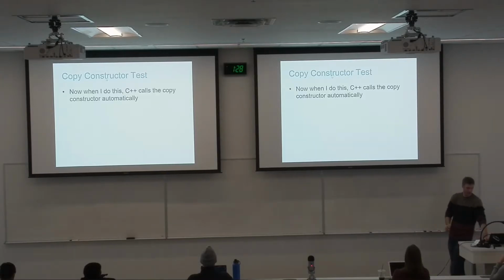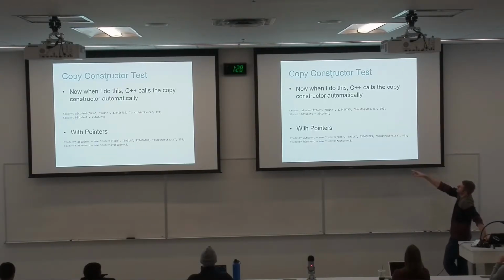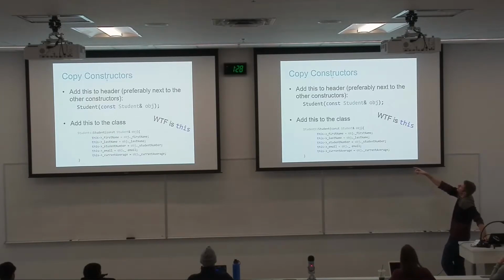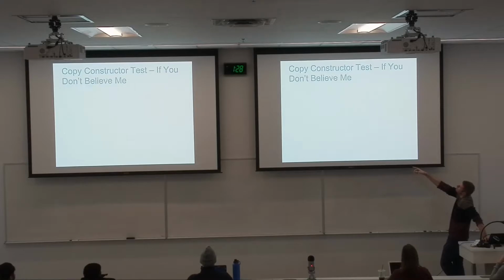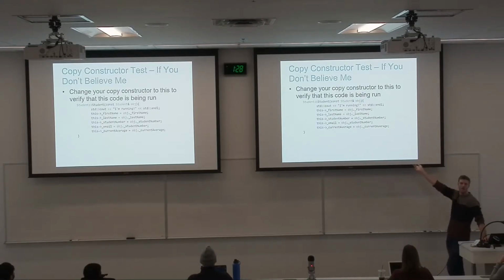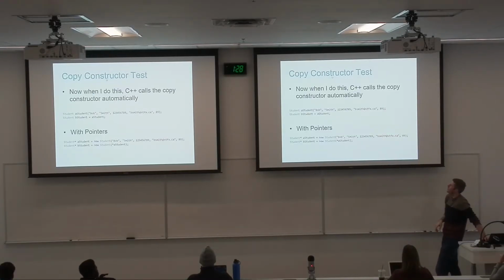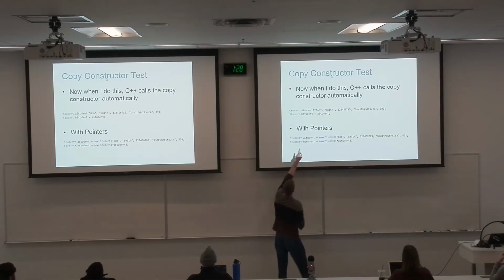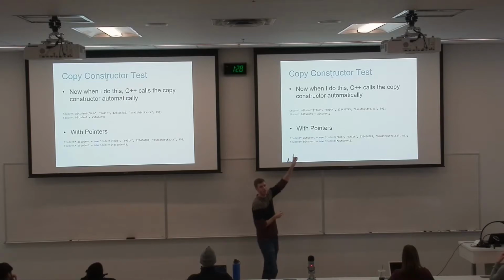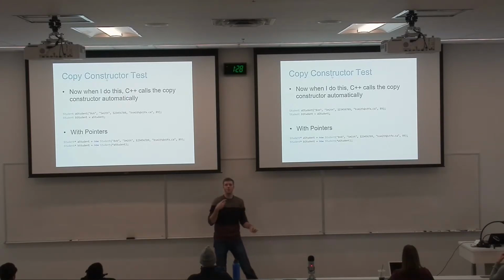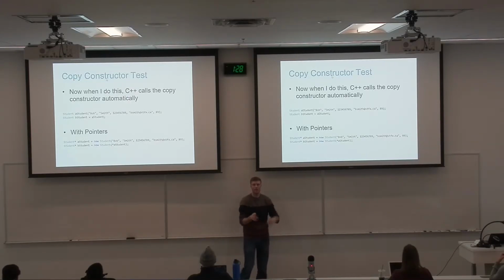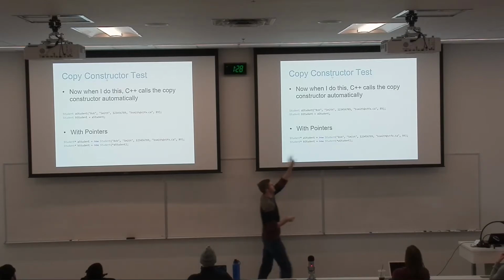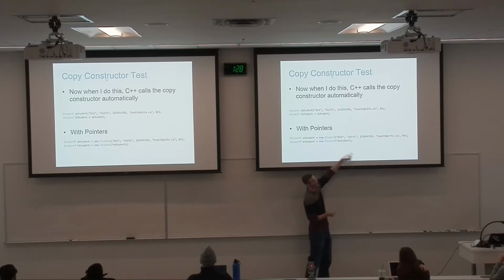Copy constructor test, I literally just did it. I just showed you that. Do note that in the first case, it called the copy constructor automatically with the equals. But if I want to make a copy of an object from dynamic memory, like using that new, I would do it this way. And of course, I need the star in front of a student.